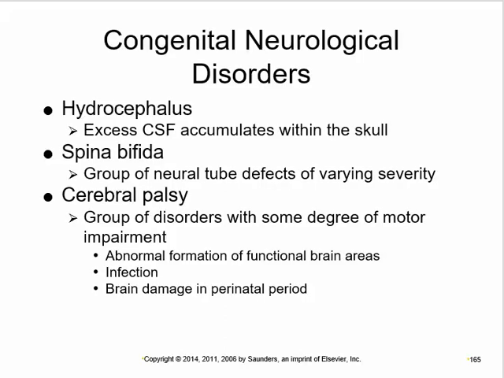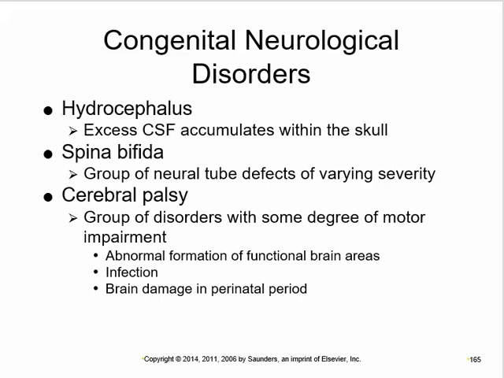We will continue with neurological disorders. So the congenital neurological disorders are things that are present at birth. The ones we're going to look at are hydrocephalus, spina bifida, and cerebral palsy.